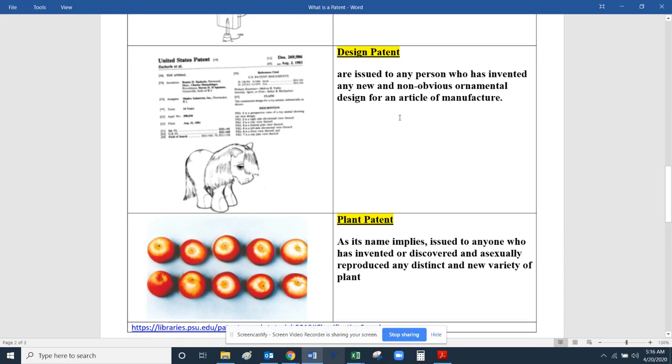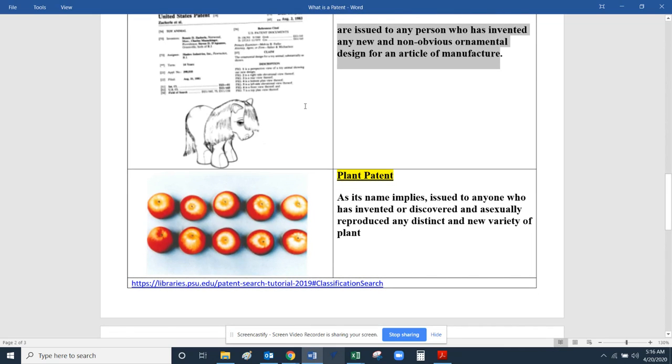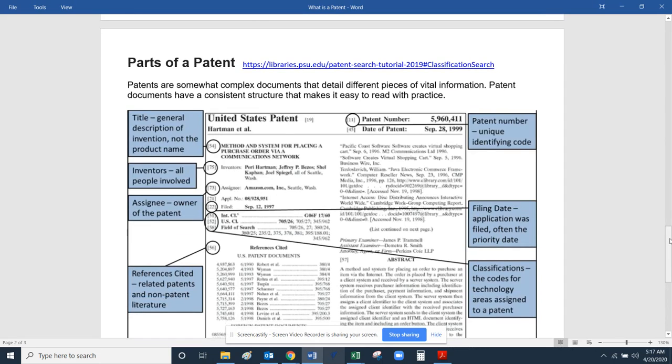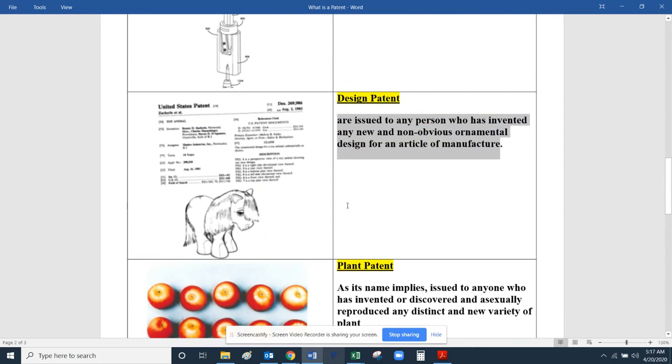Next is a design patent. These are issued to any person who has invented any new and non-obvious ornamental design for an article of manufacture. These are going to be more things that don't really have any particular function or process. However, they are worth protection. In this example, you can see a little toy stuffed animal that looks like a tiny pony. Anything that might be the way something looks, or the ornamental or aesthetic value of something.